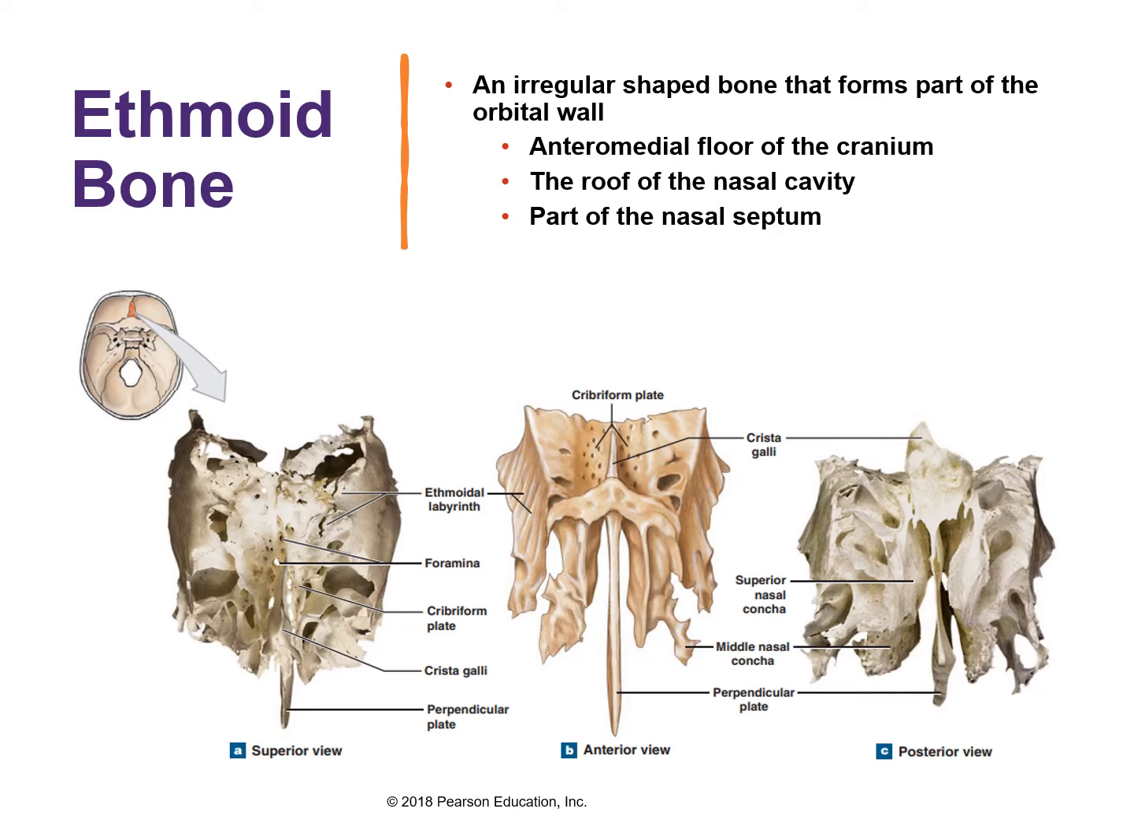So the ethmoid bone has three parts. It has the cribriform plate, the ethmoidal labyrinth, and the perpendicular plate. The superior surface of the ethmoid contains the cribriform plate, right? This is going to be an area that's perforated.